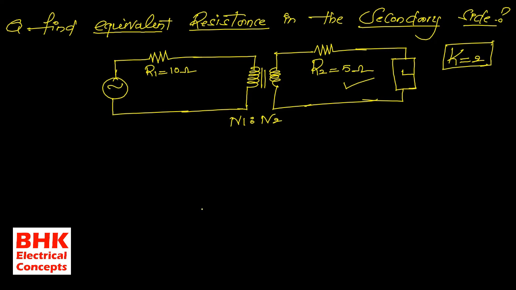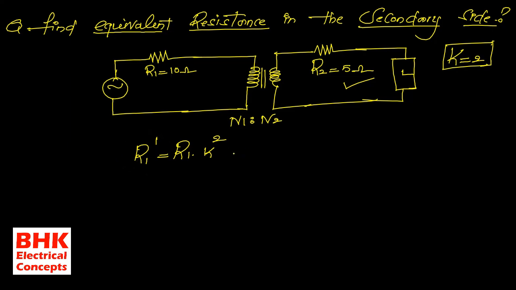If you want to find the equivalent resistance in the secondary side, then what we need to do? We need to refer the value of R1, which is present in the primary side, to the secondary side. And whenever we refer or transfer the value of R1 from the primary side to the secondary side, we always multiply the original value with K square. So whenever we multiply R1 with K square, it gives the new value of resistance. I am giving the name for the new value of resistance as R1 dash.